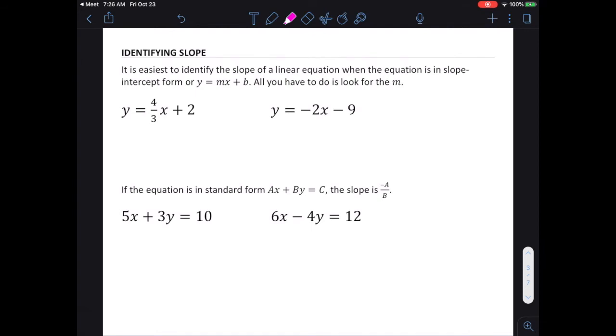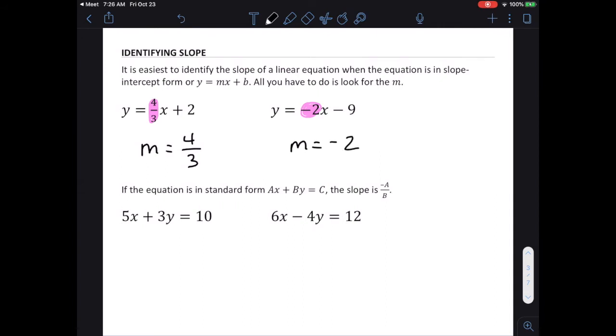So in these first two, all we have to do is identify the m, and the m is always the number that is right next to or touching the x. So in this case, we have a slope of 4/3 in the first equation, and we have a slope of -2 in the second equation. Okay, so it's as simple as just saying my slope in the first one is m is equal to 4/3, and in the second one, m is equal to -2.